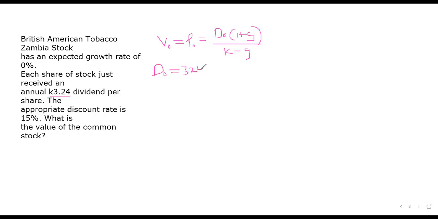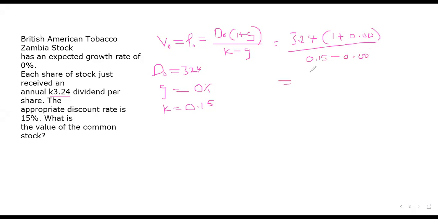So we are going to multiply 3.24 open bracket. What else are we given? The growth rate is what? Growth rate is 0%. And the K, the market rate? 15%. So here we're going to have 3.24, 1 plus 0% over our K, which is 15%, 15% minus 0%. So this will just give us on top 3.24 over 15%.